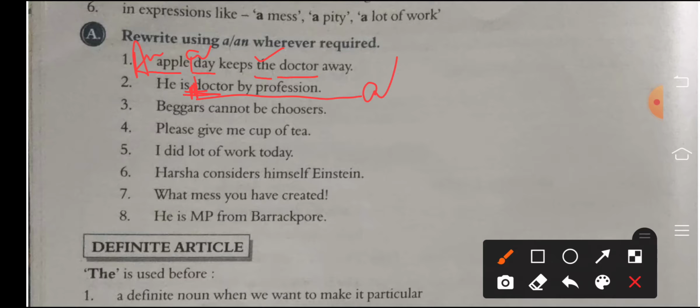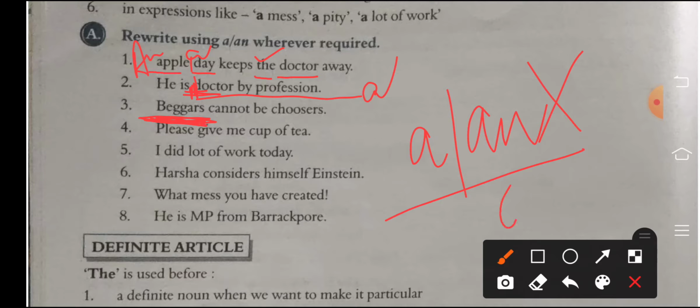Beggars cannot be choosers. So this is an exactly right sentence actually, because here we are talking about beggars, which is a community. And whenever it is plural, with plural we cannot use a and an, because these target only one thing, but here it is given beggars, right? So there you cannot add a or an.